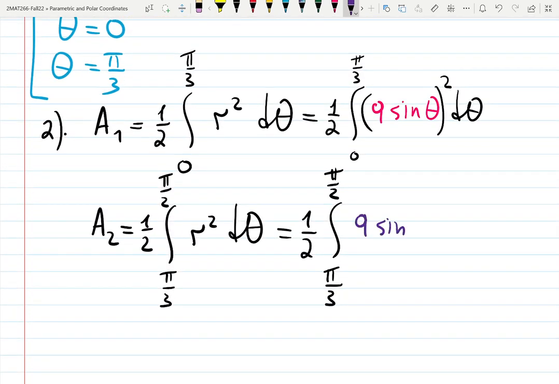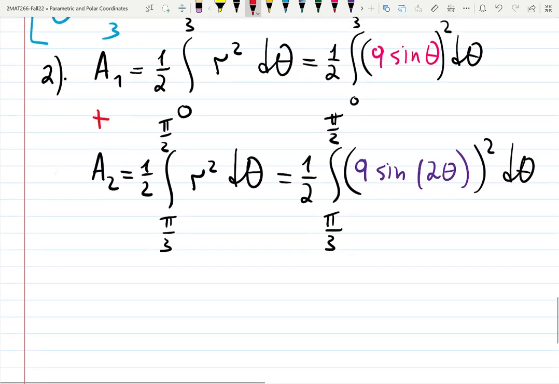9 sine 2 theta. Look at this amazing color coding. So proud. And as you guessed, we're going to add those two together, and that will be only one leaf. So don't forget at the end to multiply.